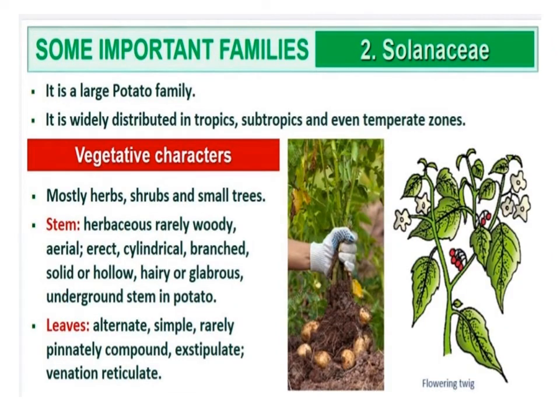The second family is Solanaceae. It is the large potato family. It is widely distributed in tropics, subtropics, and even temperate zones. Vegetative characteristics. Habit: plants mostly herbs, shrubs or small trees. Stem: herbaceous, rarely woody, erect, hairy, or underground in potato, Solanum tuberosum. Leaves: exstipulate, alternate, simple or pinnately compound, reticulate venation.